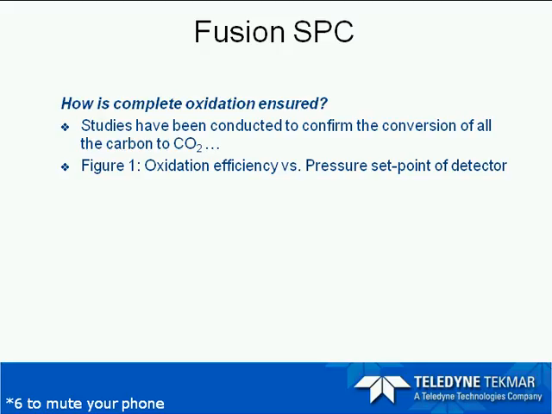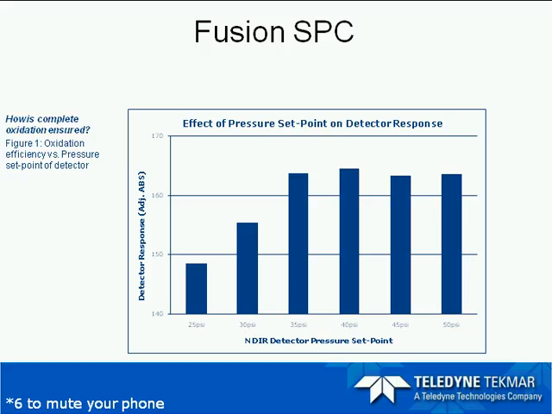So right now what I want to do is use two illustrations to demonstrate the oxidation efficiency of the fusion and the torch. Two figures. The first figure here shows the effect of the pressure set point on the detector response. What was done here is that the pressure was varied from 25 to 50 psi. As I said, you can go from 25 to 60 psi on the torch and the fusion.